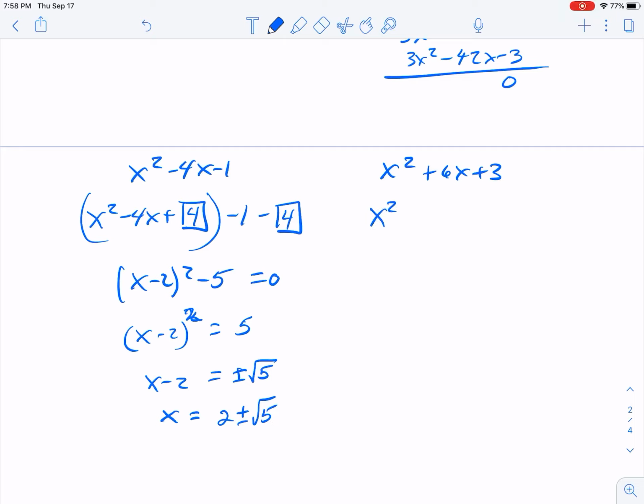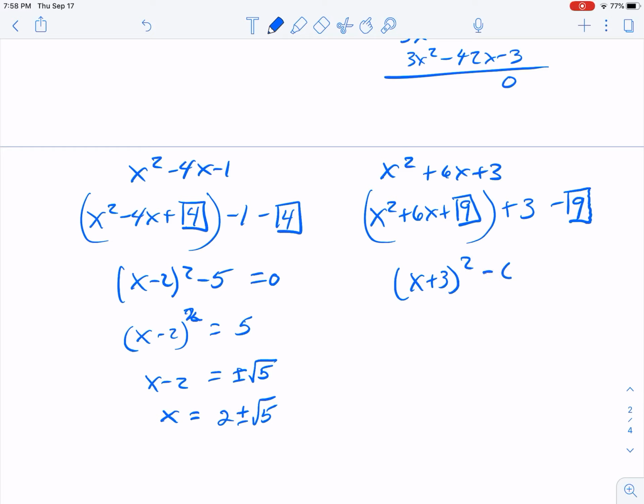Okay, this is x squared plus 6x plus a box, plus 3 minus the box. Half of 6 is 3. 3 squared is 9. So I got x plus 3 squared minus 6 equals 0. X plus 3 squared equals 6. X plus 3 equals plus or minus the square root of 6. And x is equal to negative 3 plus or minus the square root of 6.